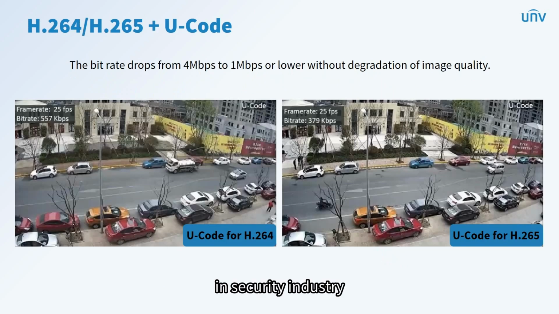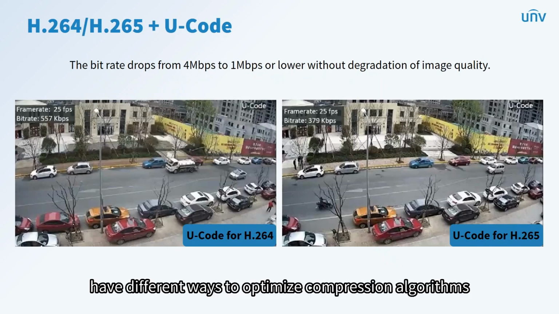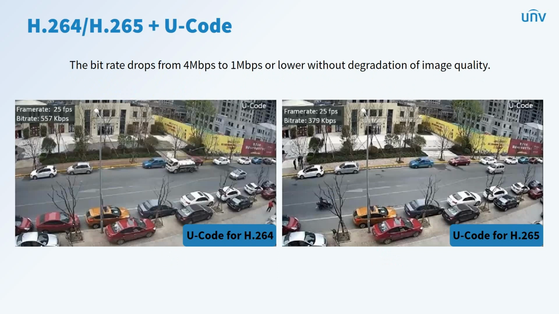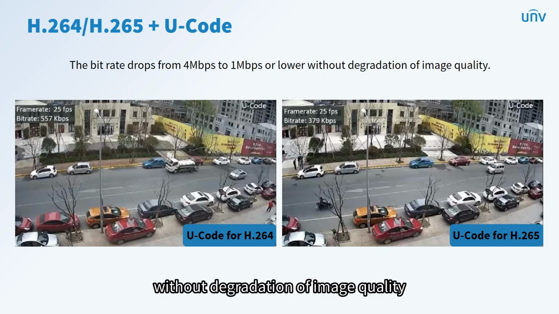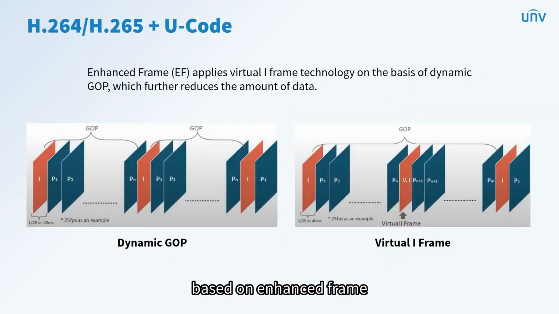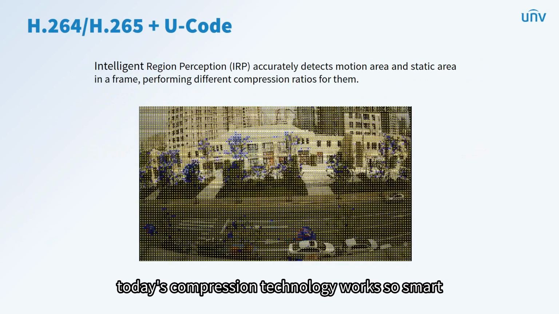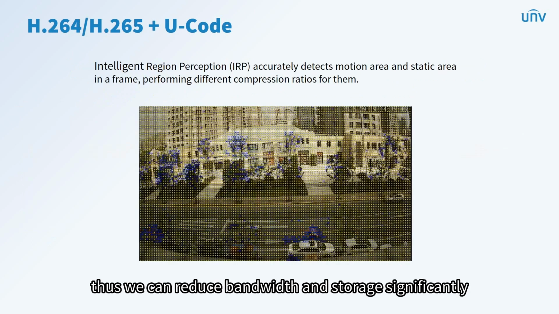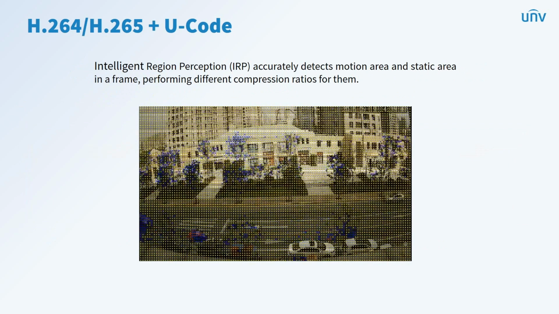In the security industry, different manufacturers have different ways to optimize compression algorithms. Ucode is an encoding technology self-developed by Uniview. When applied with H.264 or H.265, the bit rate can be further reduced without degradation of image quality. Based on enhanced frame and intelligent region perception, it reduces at least 50% of bandwidth and allows HD video at 1 megabit per second. Today's compression technology works so smart, thus we can reduce bandwidth and storage significantly.